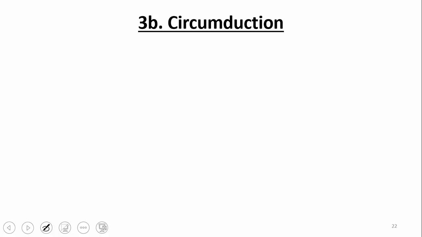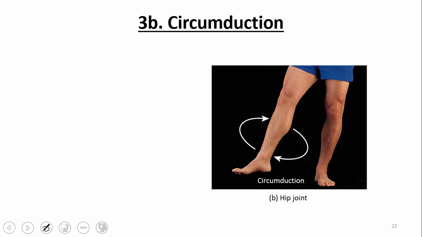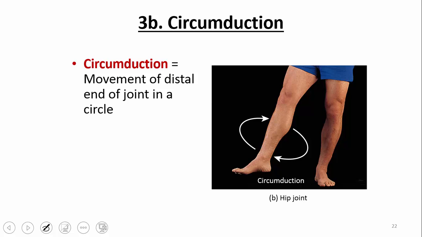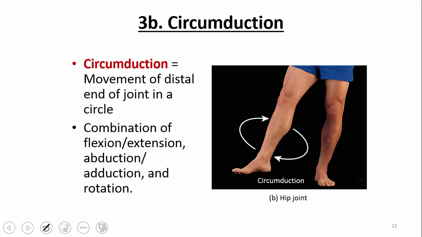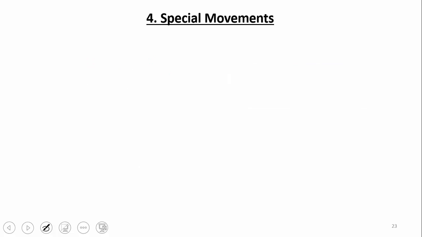There's also something called circumduction, a little more complex movement. And this is something where you take your leg and you're sort of swinging it in a circle, right? That's called circumduction of the hip joint. And really, this involves a lot of different types of motions in one. So you have flexion, extension, abduction, adduction, and rotation, all sort of in one. So circumduction is really a more advanced type of movement.